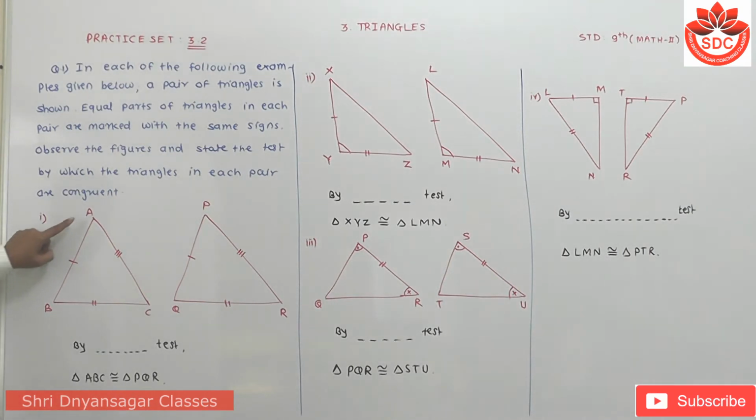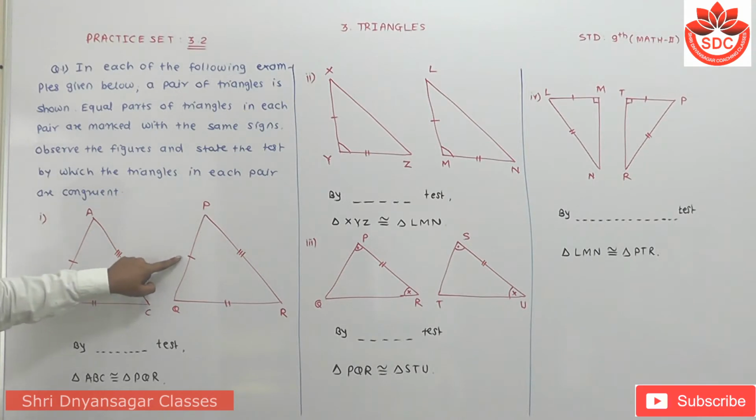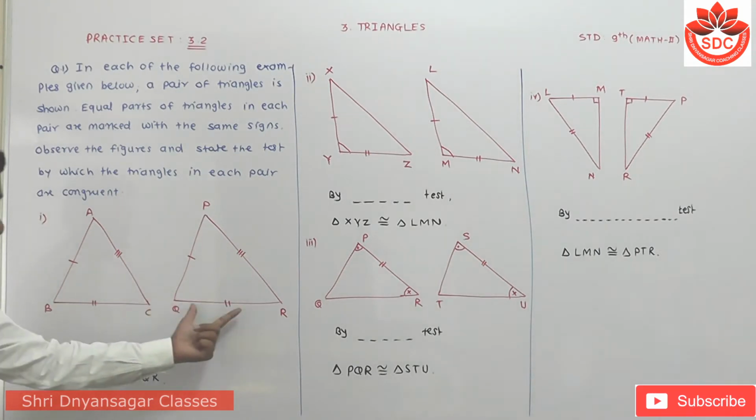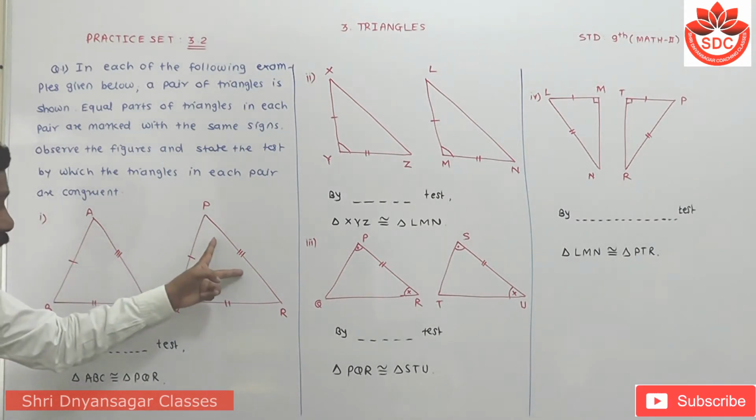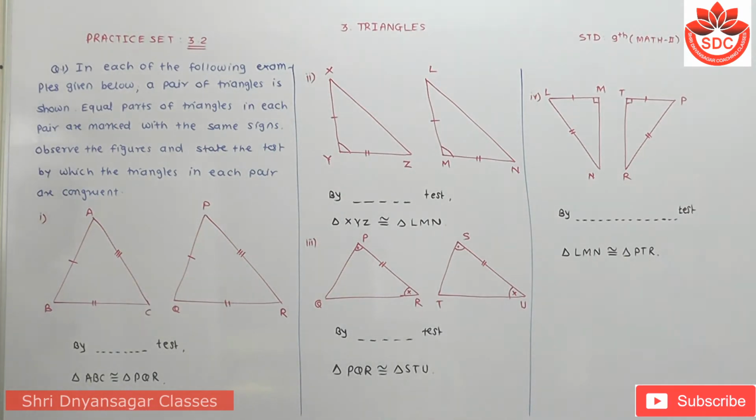Look at the first figure. Here is triangle ABC and triangle PQR. AB is shown with an identical mark with PQ, BC with QR, and AC with PR. When we look carefully, three sides are congruent, which means these two triangles are congruent by the SSS test, side side side. So triangle ABC is congruent with triangle PQR.